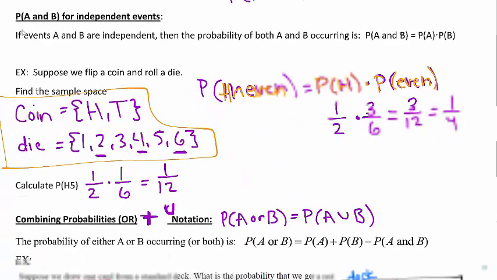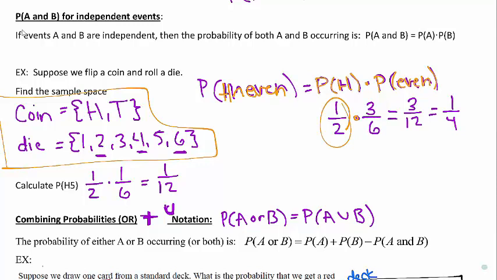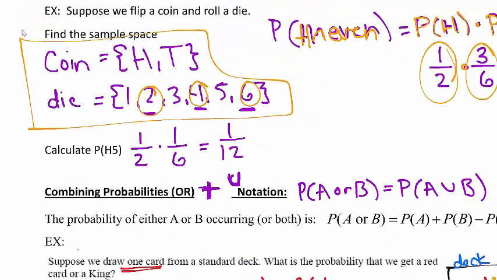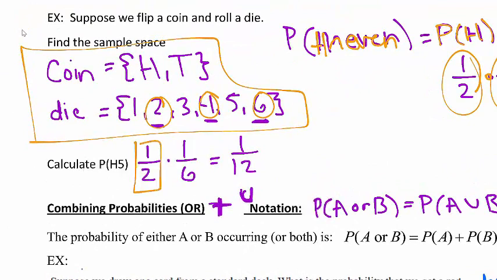So how many heads? 1 out of 2 times, that's 50% chance, times, if I want an even, 3 out of 6, or a 3/12 probability, or a 1/4. 25% chance I would get a head and an even number. Okay, this is a head and a 5. 1/2 chance I got a head, that's the probability of a head, times the probability of getting a 5, which is 1/6, or 1/12.